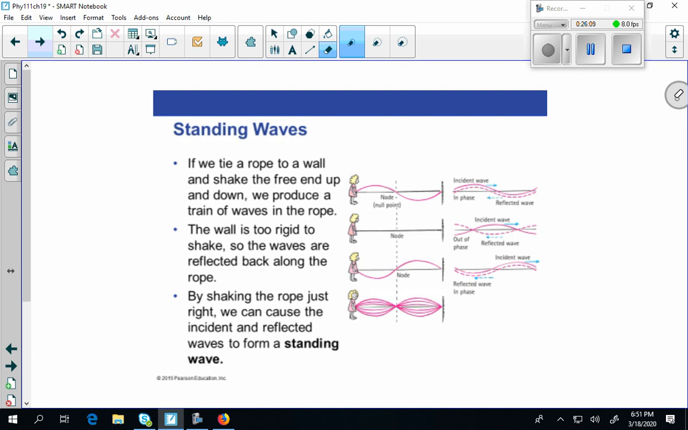So that wave that you send to the wall, from your hand to the wall, is going to be sent back to you, from the wall to your hand. So if you shake that rope just the right time for however long that rope is, when the wave that you sent out comes back, you can get interference so that you create a standing wave. And that's what we have pictured right here.